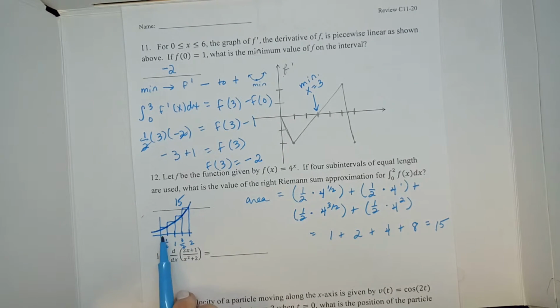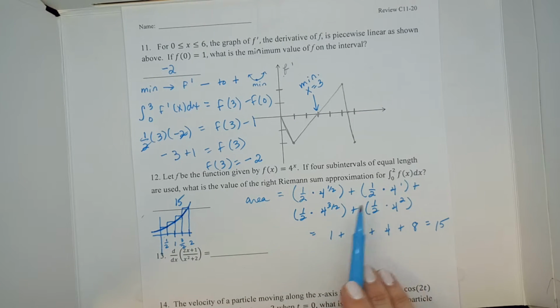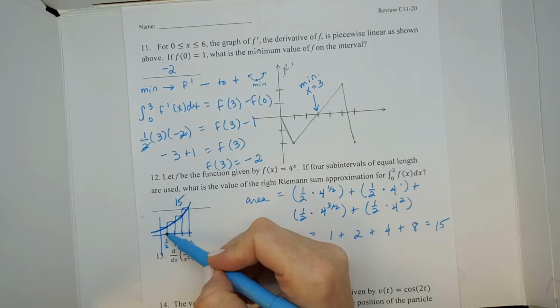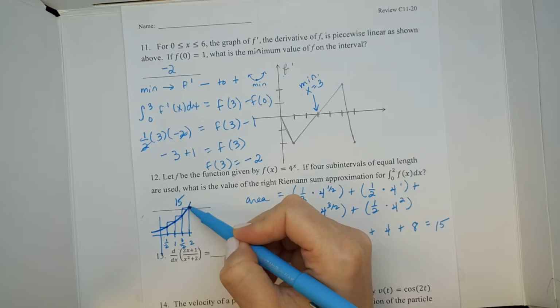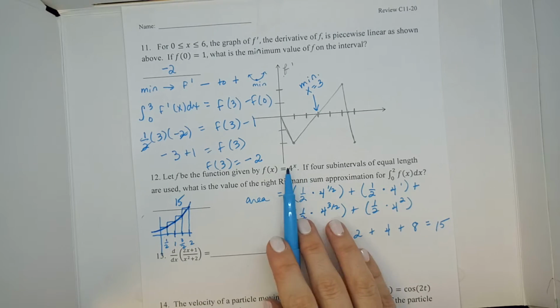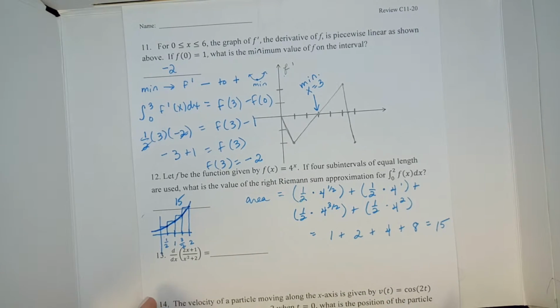Okay, so you can see how the width is 1/2 for each one: 1/2, 1/2, 1/2, 1/2. The height is the curve at 1/2, the curve at 1, the curve at 3/2, the curve at 2. So you plug those values into the equation.